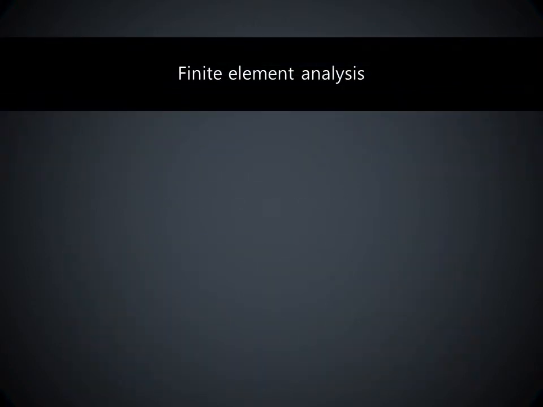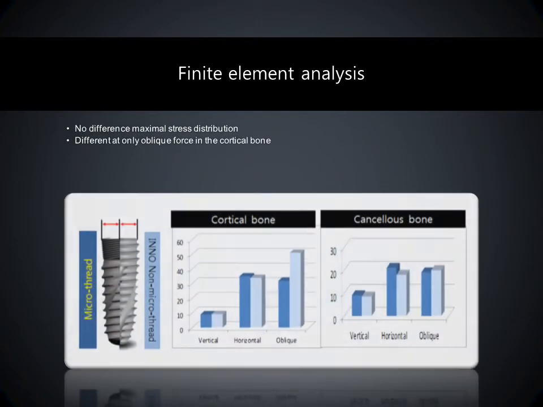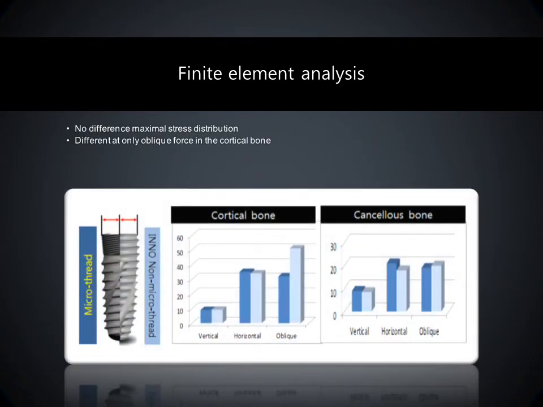In finite element analysis, there is no difference in maximal stress distribution in both the cortical bone and cancellous bone under vertical and horizontal force, except for oblique force in the cortical bone.